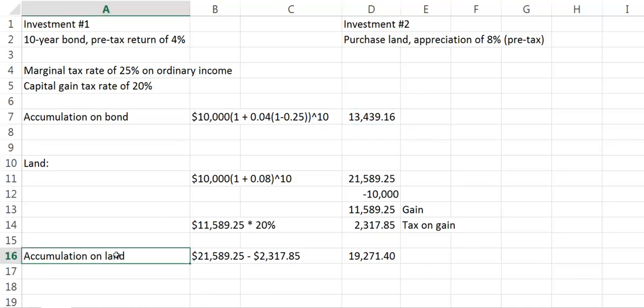My after-tax amount on the land is $19,271.40. So in this situation, the land is a better option because I'm getting more after tax than I am for the bond. Okay? I hope this will help you in working the homework problem.